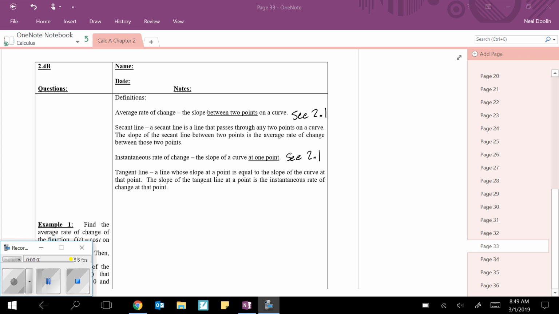Hi everyone. In this video, we're going to go back to some of the ideas about rate of change that we discussed in the very first section of this unit. So you hopefully remember, and if you don't, you can flip back in your notes or go back to the old video. We had two definitions.